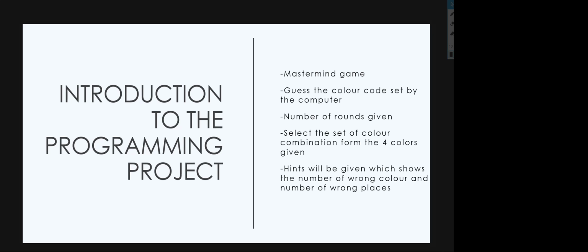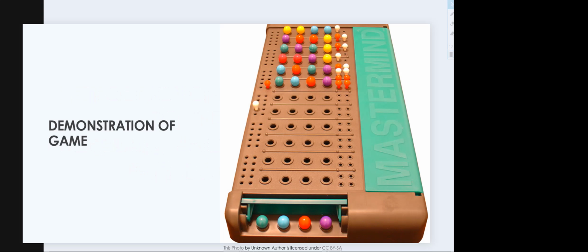You have to select the set of colors from a combination of four colors given, which are red, pink, blue, and yellow. Hints will be given throughout the rounds, showing the number of wrong colors chosen and the number of wrong places. We now move on to the demonstration of our game.